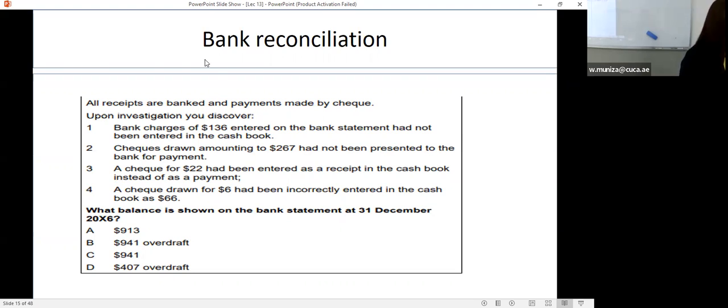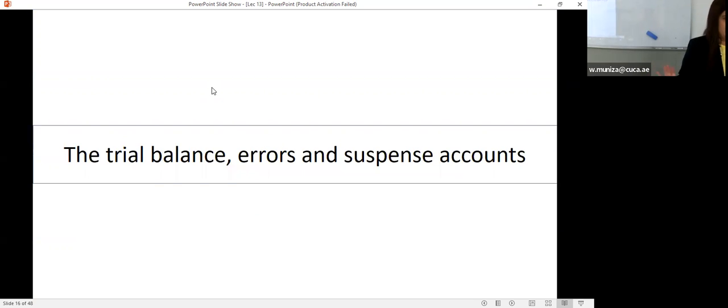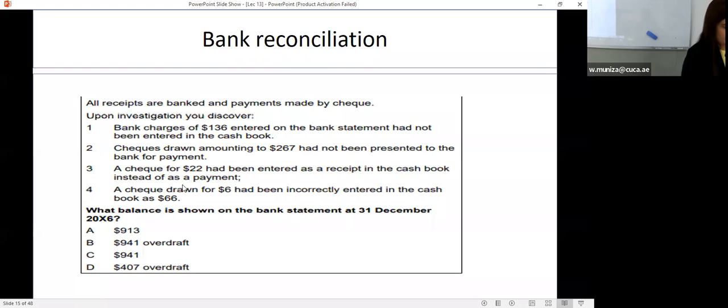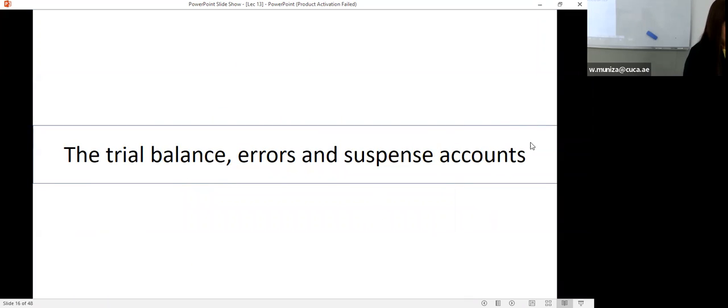Okay, students, let's move on. This chapter has ended. In the revision kit, you are going to find the questions on the bank reconciliation statement. A lot of questions are there, but in your book, there are no more. Now, students, the next chapter which we are starting is trial balance, errors, and suspense account.